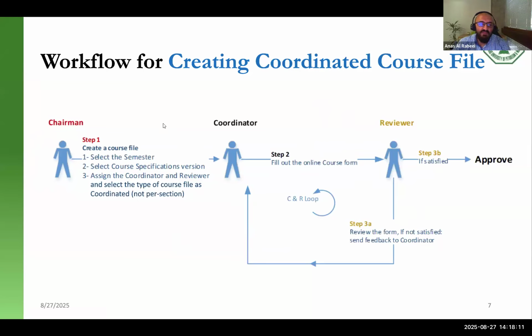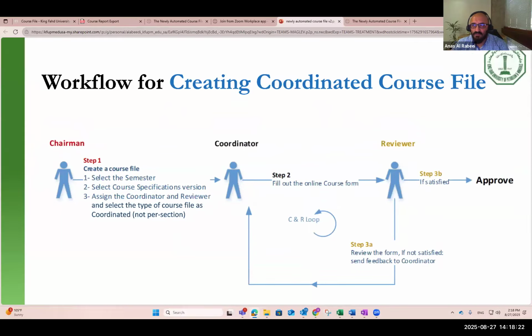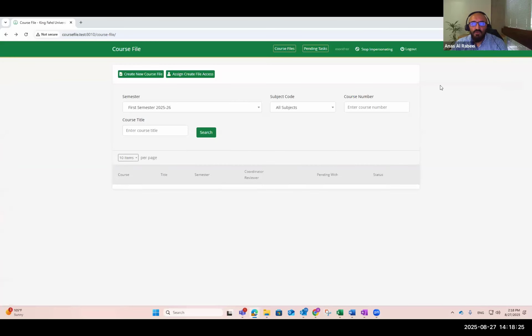I will show you now three main views: the chairman view, the coordinator, and the reviewer. We'll go over one scenario, starting from the beginning, and then we will go over the other scenario, which is the peer section. So this is the chairman view, and most of the views are mostly similar, with only small changes. For example, in the chairman view, only these two buttons are added, and these buttons are dedicated to creating the course file.